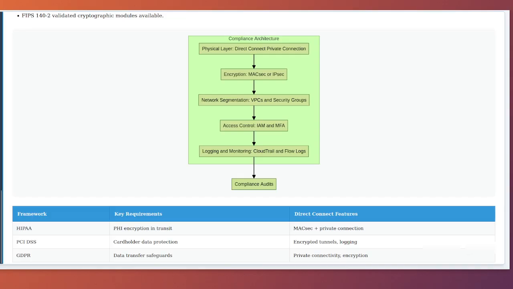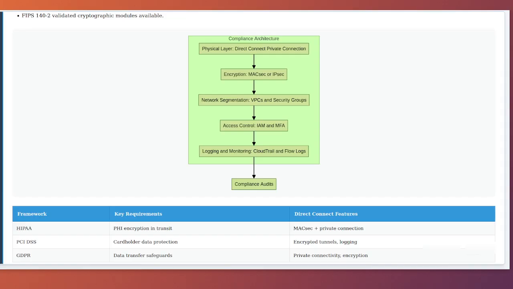Some types of testing require advance notification to AWS. Document your Direct Connect architecture thoroughly, including network diagrams, data flow diagrams, and security controls documentation. Auditors will want to review these materials as part of compliance assessments.